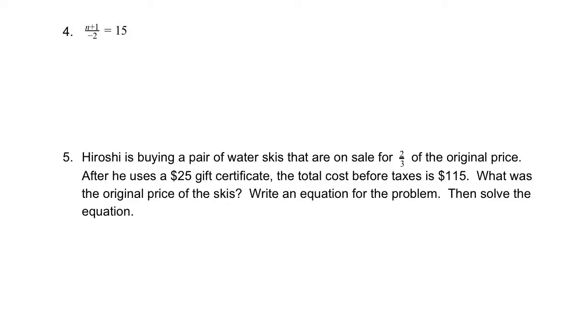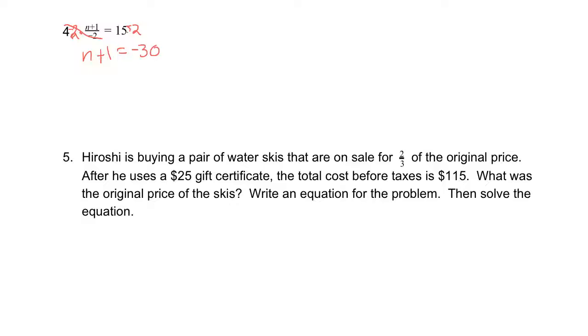Got n plus 1 on the top of my fraction. That means I've got to get rid of this -2 on the bottom. So we're going to multiply both sides by -2, and yes, that's what that is. Forgot the negative. -2 divided by -2 cancels out, it's 1. We're left with n plus 1 equals stays the same. 15 times -2 is -30.